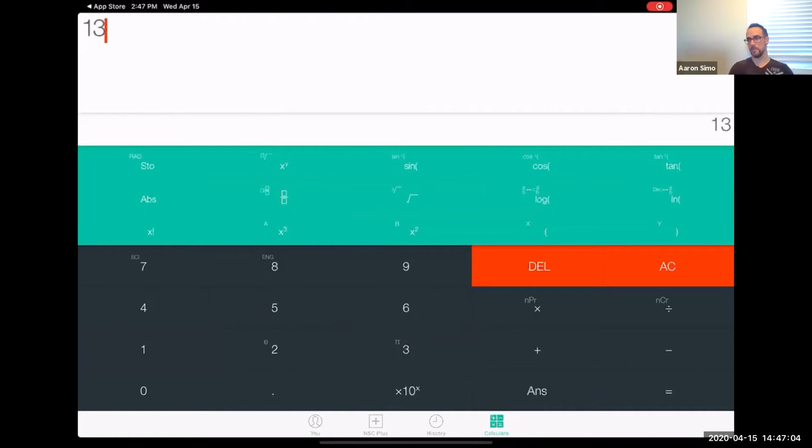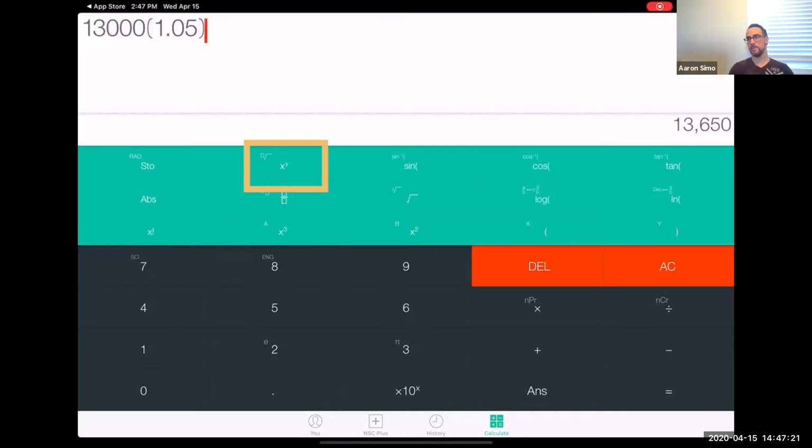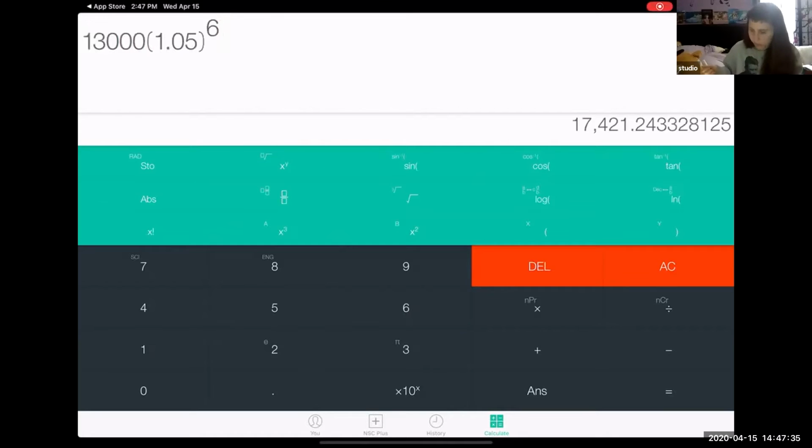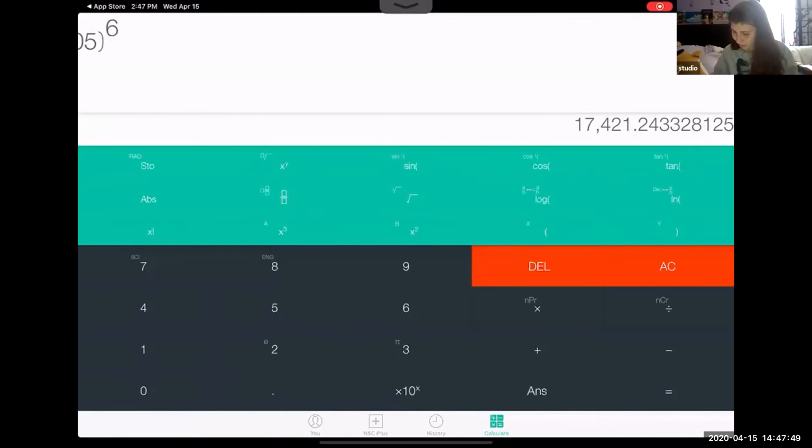1.05 raised to the 6, times 13,000. Yeah, 13,000. And then 1.05 in parentheses. Now look how you do power. You just hit that X to the Y thing. X to the Y. Yeah, hit that. There you go. Okay. So, and yeah, that's exactly what I got on my calculator as well. Cool. As you can see, I'm not good with technology, even though I'm supposed to be.